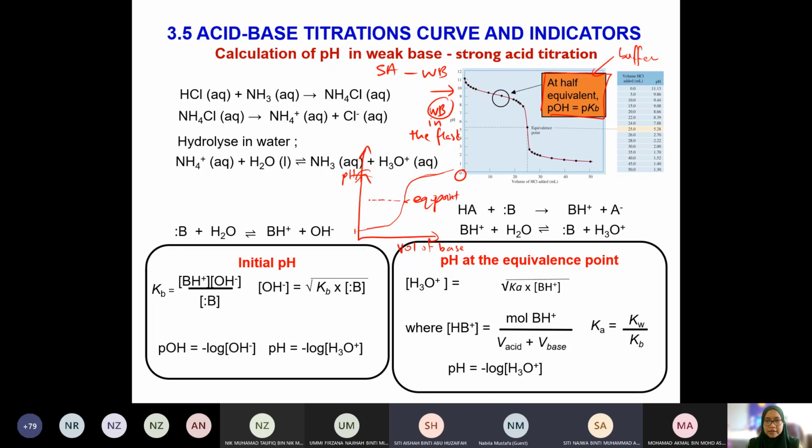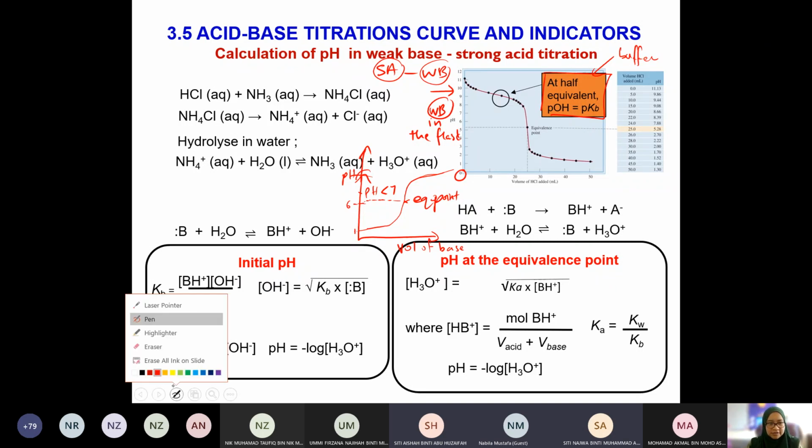Okay, so we predict that at the equivalent point, since this is strong acid versus weak base, the pH should be less than 7. Let's say 7 is around here, so this is like 6 or 5. Okay, so let's clear everything.